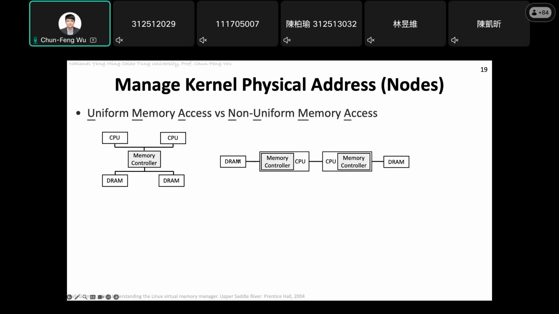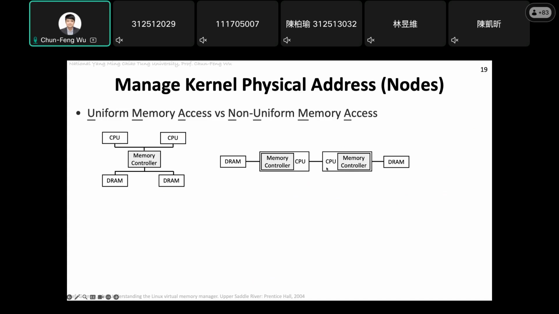But the thing is, the CPU on the left-hand side can still access the DRAM on the right-hand side. The way to get data from the DRAM on the right-hand side is that the CPU on the left-hand side will first communicate with the CPU on the right-hand side, and ask, can I access your DRAM?